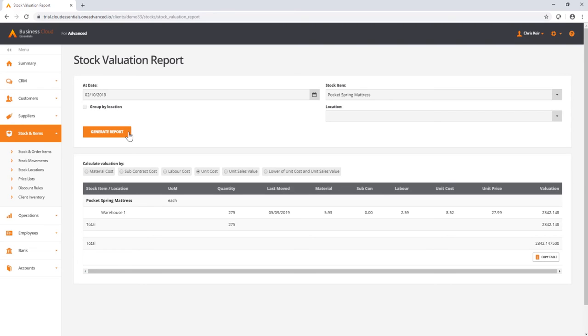Business Cloud Essentials is extremely malleable when it comes to calculating stock valuation. You can measure stock value by material cost, subcontract cost, labour cost, unit cost, an amalgamation of material, subcontract and labour costs, unit sales value, and the lower of unit cost and sales value.